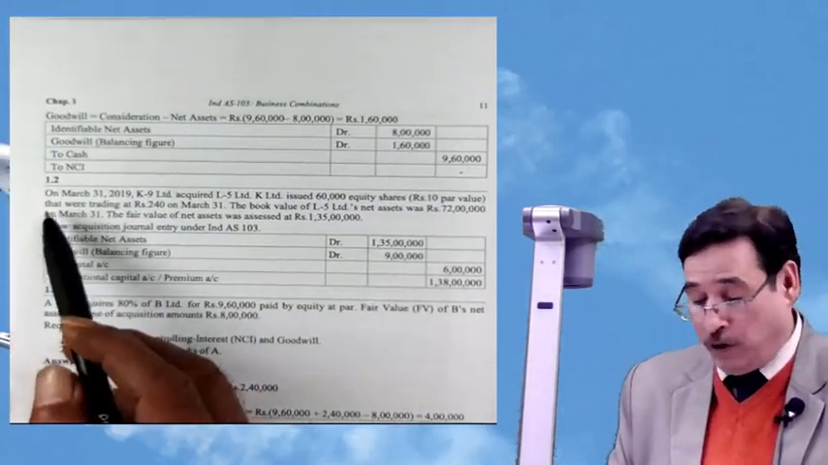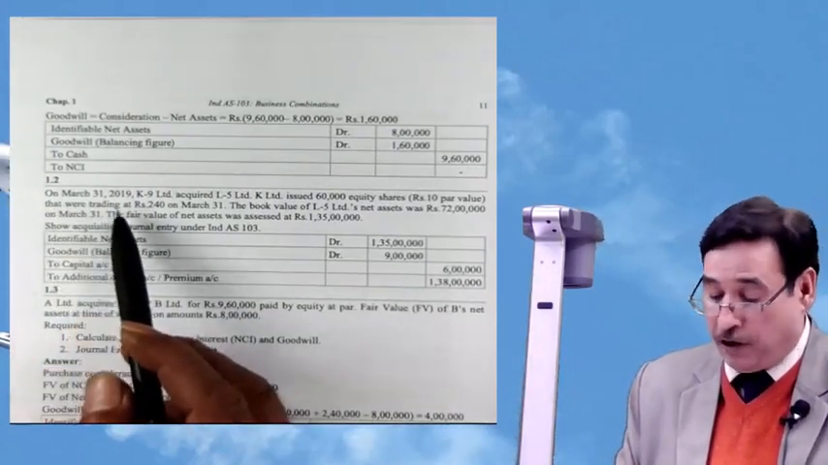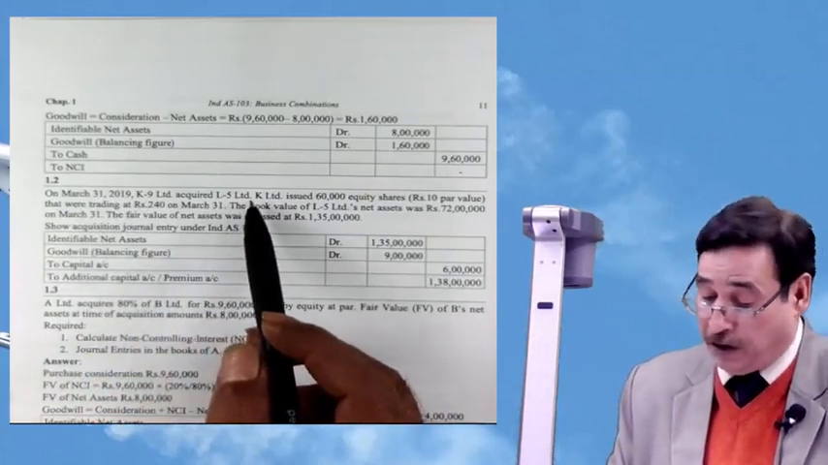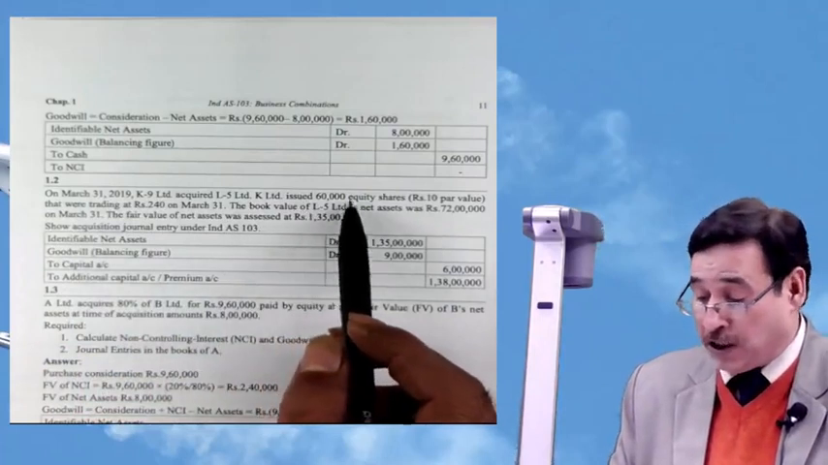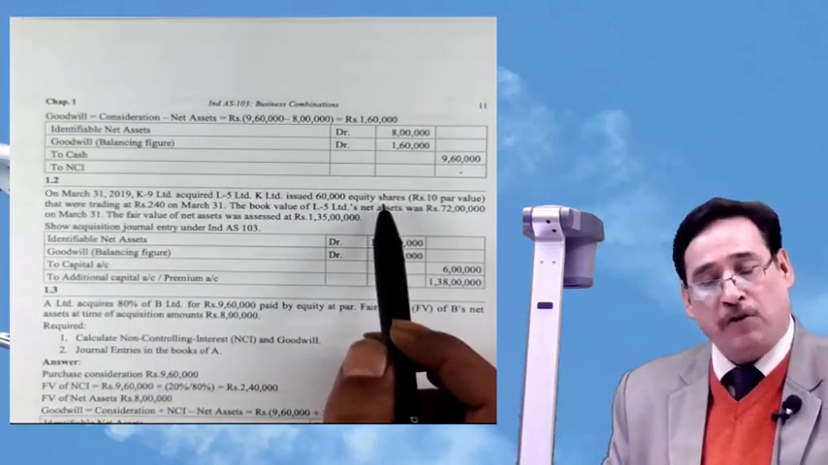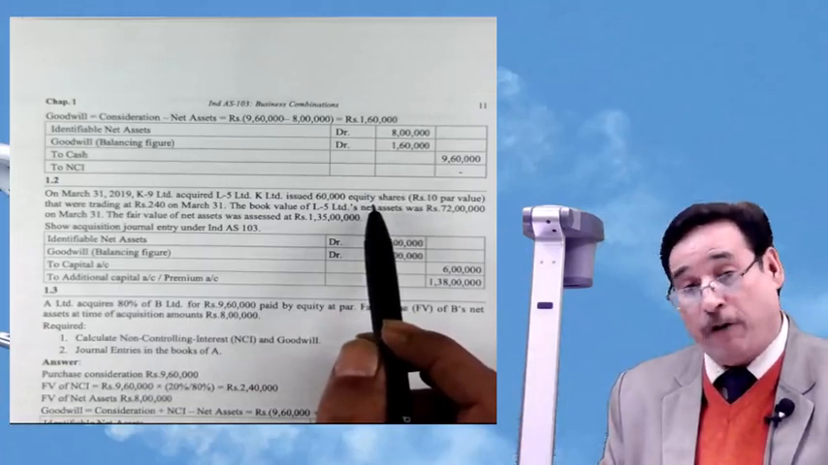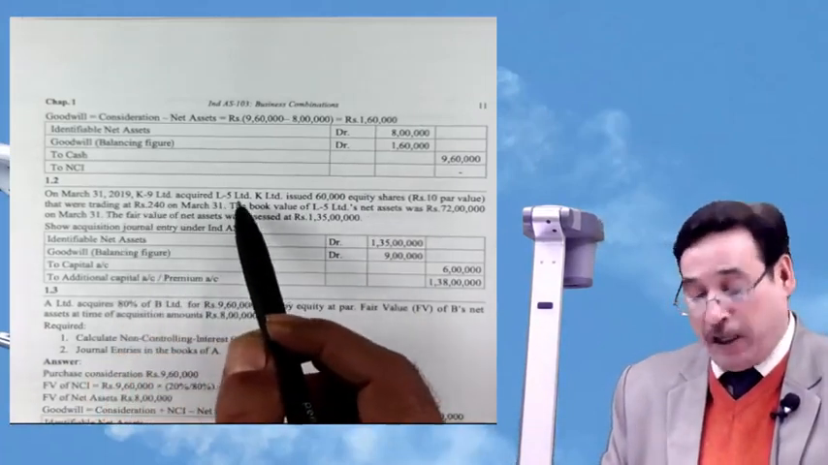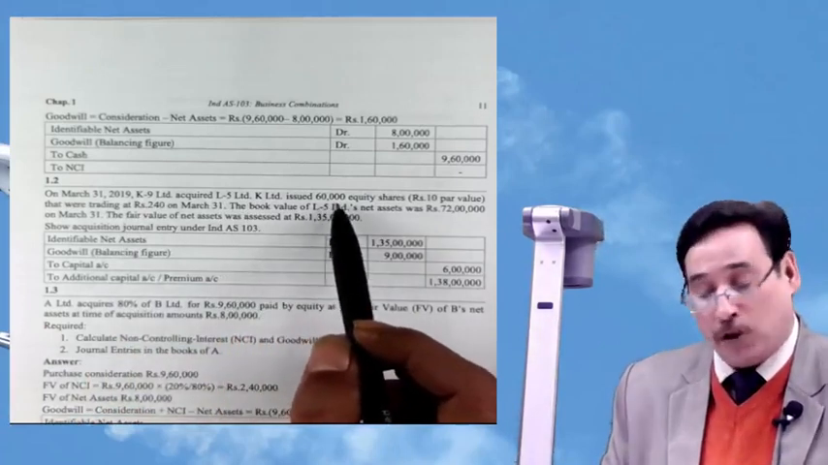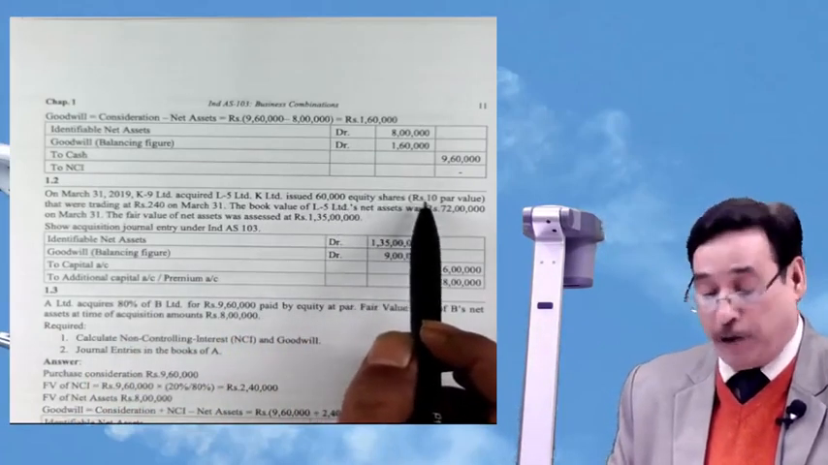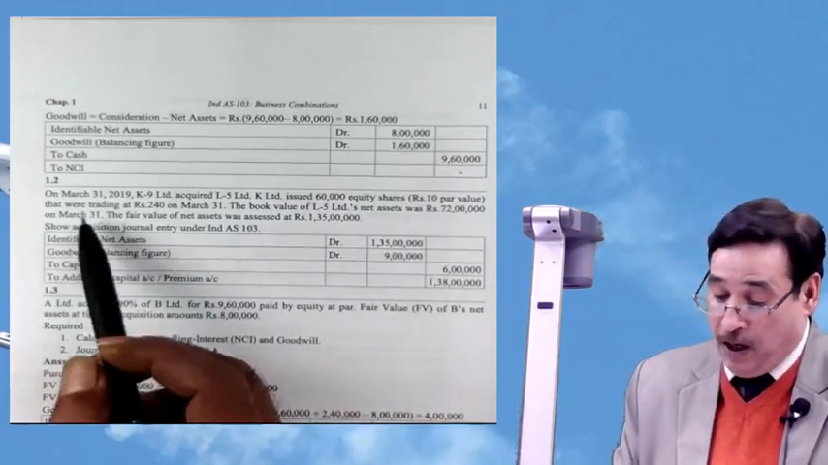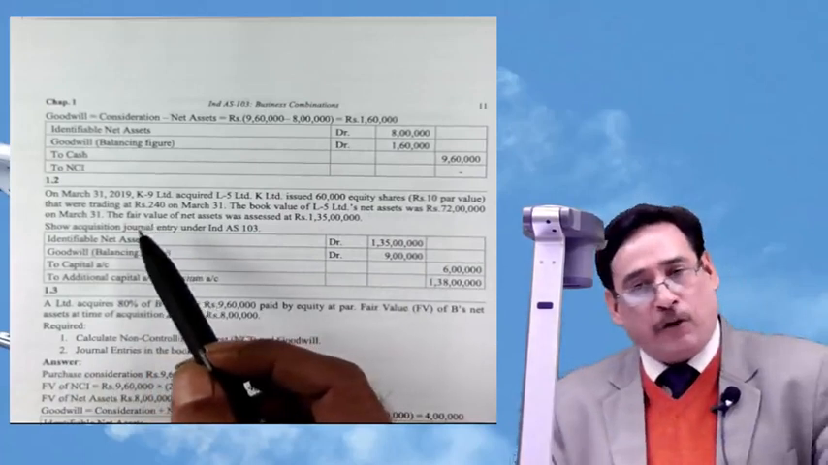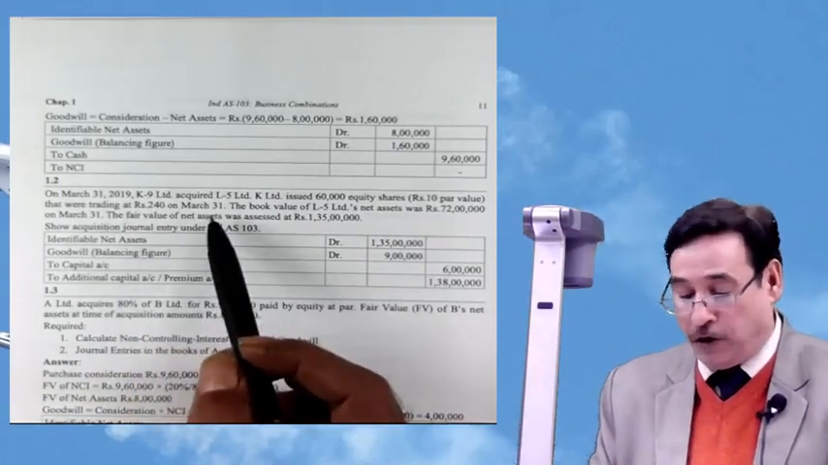Correct? In this question, it is given to you that on 31st of March 2019, K9 Limited acquired L5 Limited. K Limited issued 60,000 equity shares. Pay attention, this time payment is being made by way of equity shares. K9 Limited is the company which is acquiring L5 Limited. K Limited is issuing 60,000 equity shares of rupees 10 each, having a par value, and that were trading at rupees 240. But their fair value, you can say that way, is 240 on 31st of March.